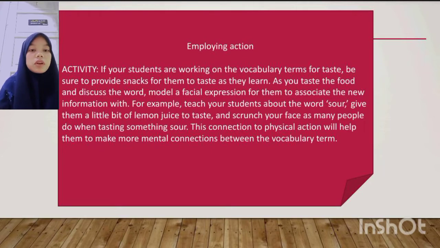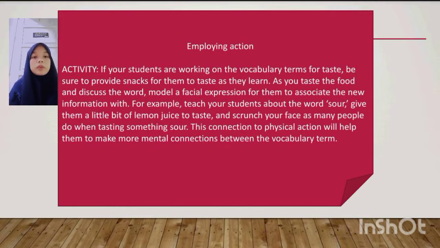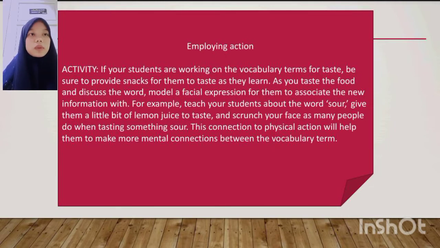The next part of memorization strategies is employing action. If your students are working on the vocabulary terms for a test, be sure to provide a snack for them to taste as they learn. As you taste the food and discuss the word, model a facial expression for them to associate the new information with.